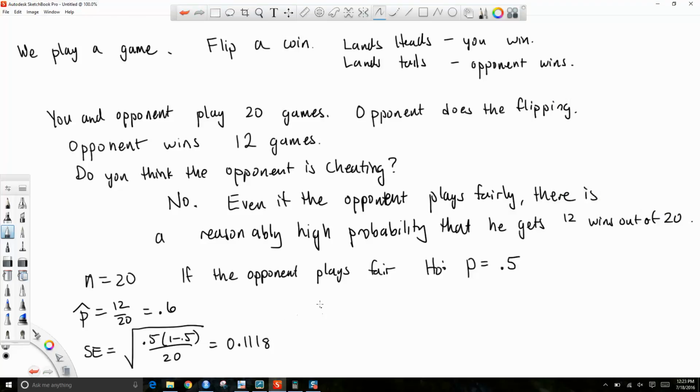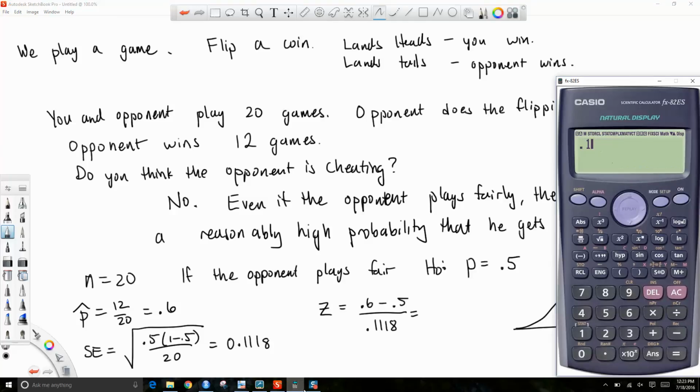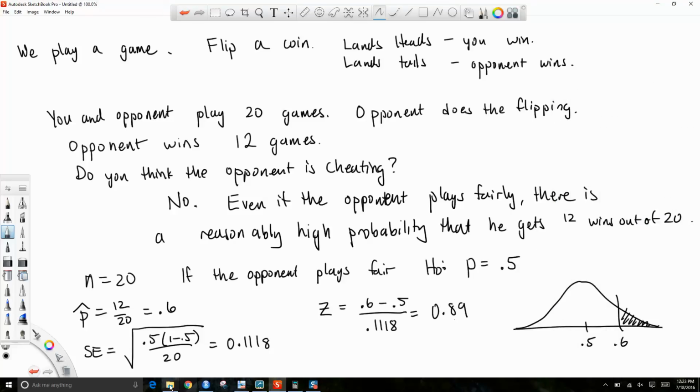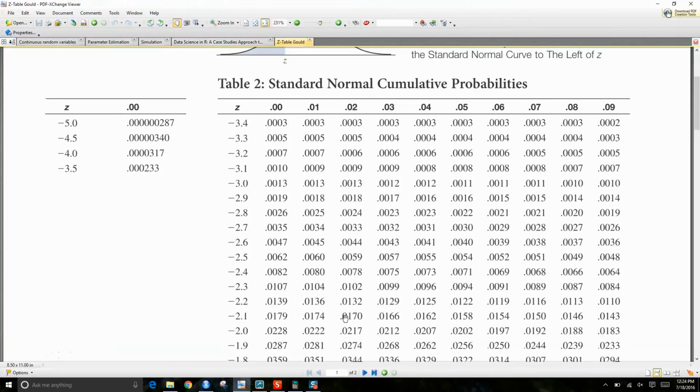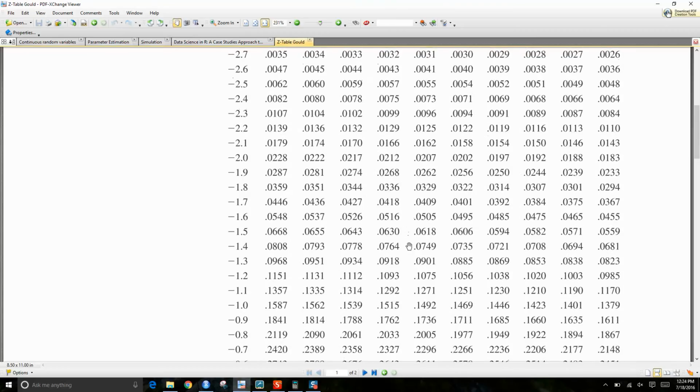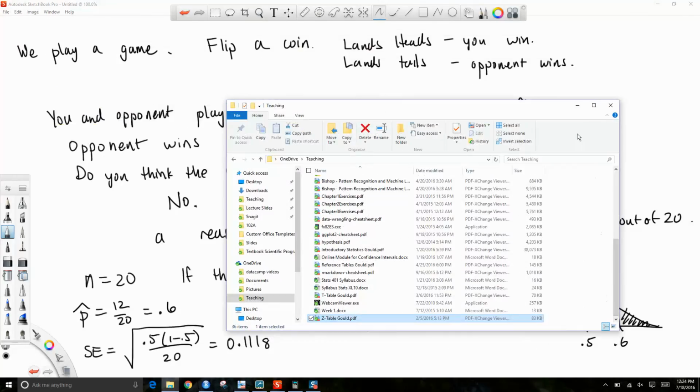Okay. So my z-score, so we're expecting 0.5. What we observed was 0.6. We want to know what's the probability of being over there. We do 0.6 minus 0.5, and we divide by 0.1118. And I get a z-score of 0.89. And we can look up the probability of being greater than 0.89, which is going to be 0.1867.